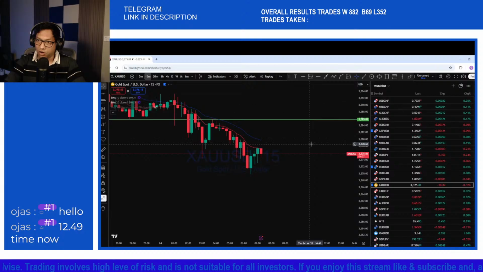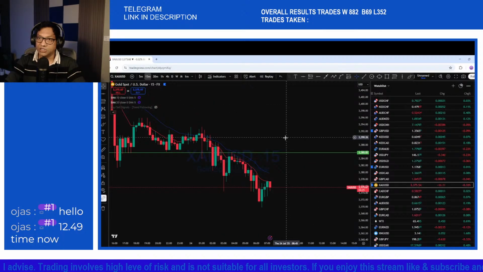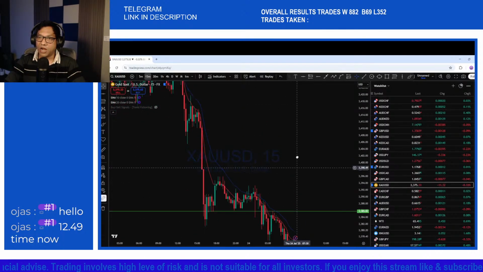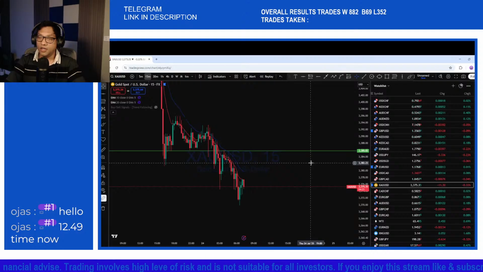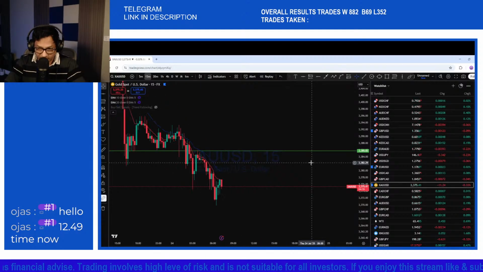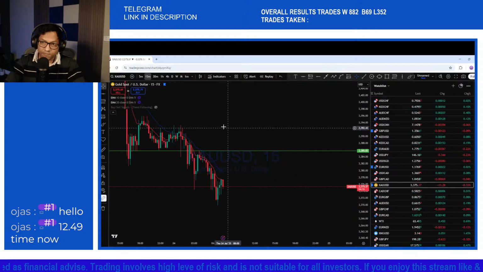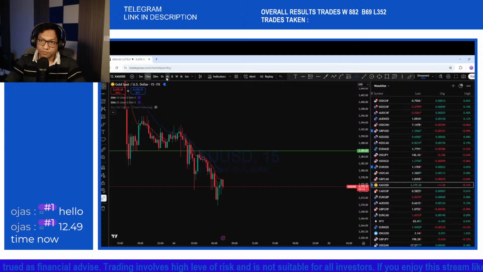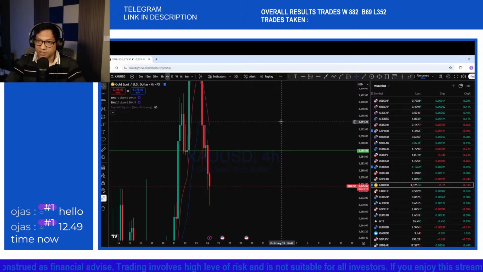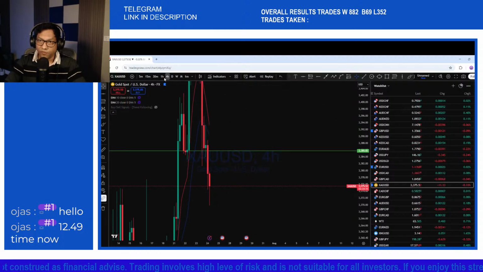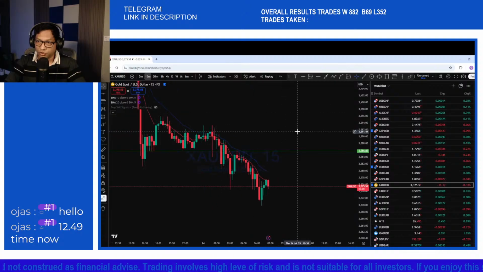Are you guys ready for a possible entry? Now you can see this is the 15 minutes price action, which is a strongly downtrending market structure. We will be looking for a breakup structure here and then to enter as soon as we find an entry opportunity.